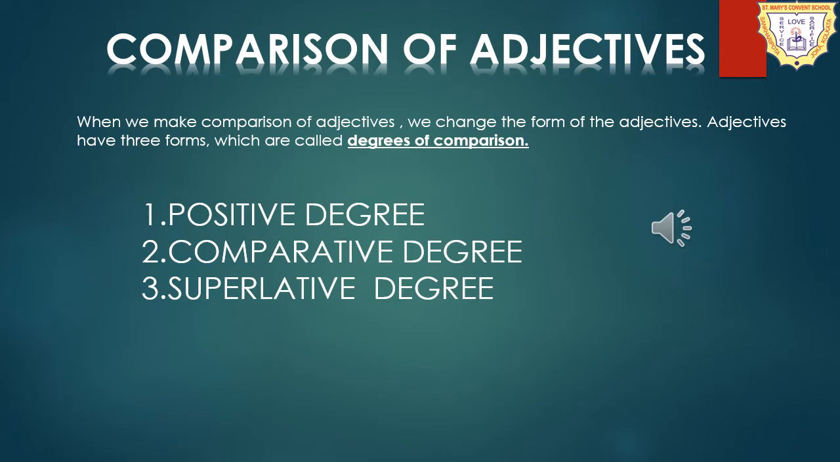Now we come to comparison of adjectives. When we make comparison of adjectives, we change the form of the adjective. Adjectives have three forms which are called degrees of comparison. They are: first, positive degree; second, comparative degree; and third, superlative degree.